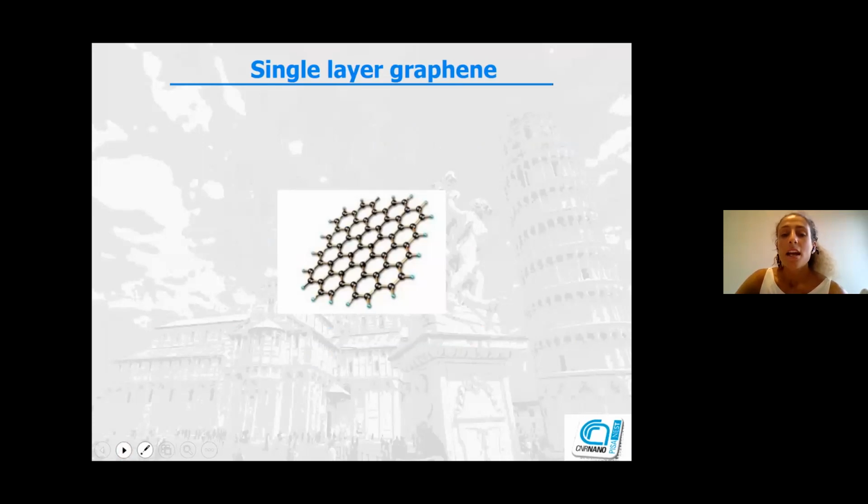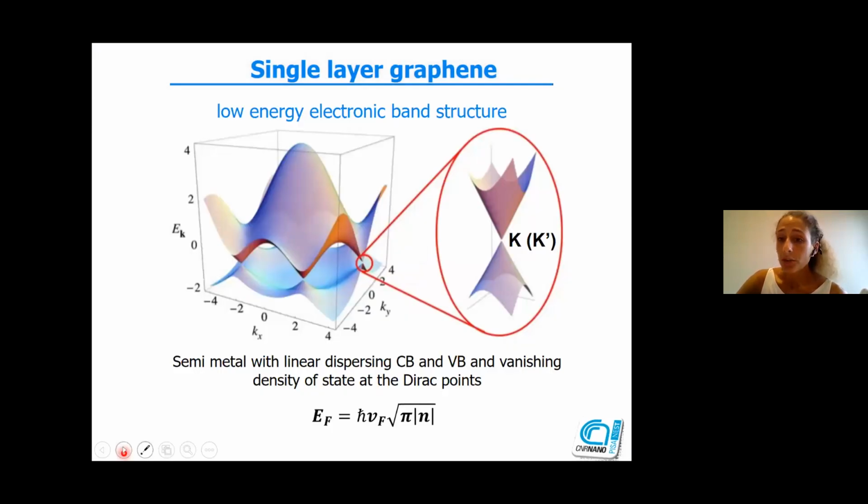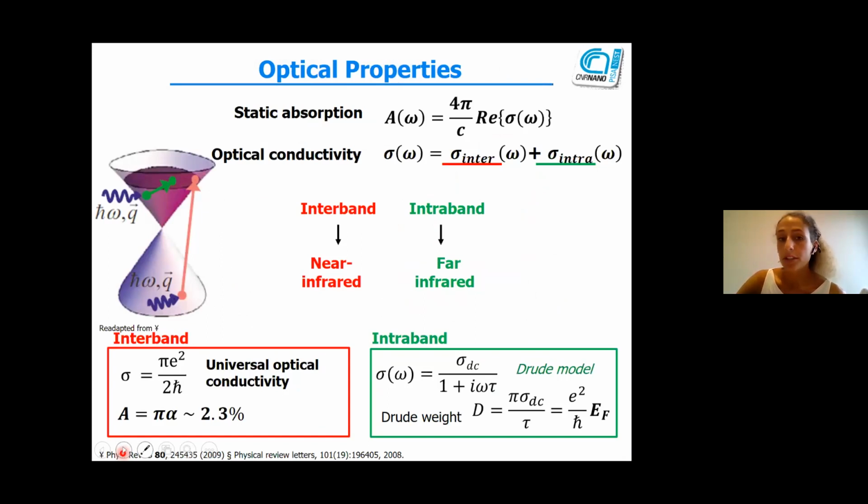I believe that graphene needs no particular introduction. I just want to recall the low energy electronic band structure, which consists of linearly dispersing conduction and valence bands, which are crossing at the Dirac points. And this enables an easy tunability of the Fermi level, which has a square root dependence on the carrier density. Concerning the optical properties, the static absorption and the optical conductivity result from the interplay of intraband and interband transitions. Specifically, intraband transition dominates the response in the far infrared, in the terahertz, and at lower frequencies, and can be described within a Drude model.